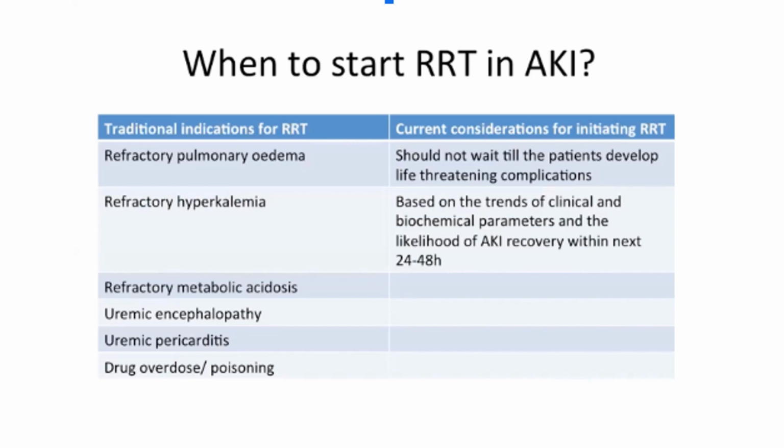So these are the traditional indications for renal replacement therapy. As I mentioned earlier, pulmonary edema, uremia, refractory hyperkalemia, severe acidosis, and sometimes drug overdose or poisoning. But now the concepts have changed. We do not wait until these life-threatening complications occur to go for dialysis. If we delay dialysis, sometimes the patient's life is at risk. So the current considerations for initiating renal replacement therapy are based on clinical and biochemical parameters.